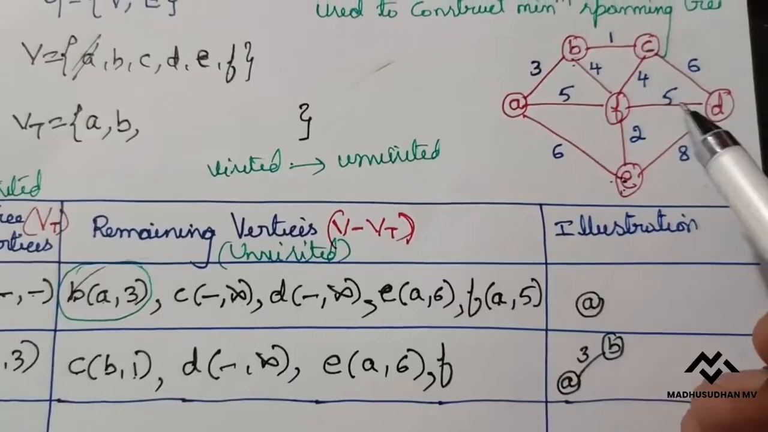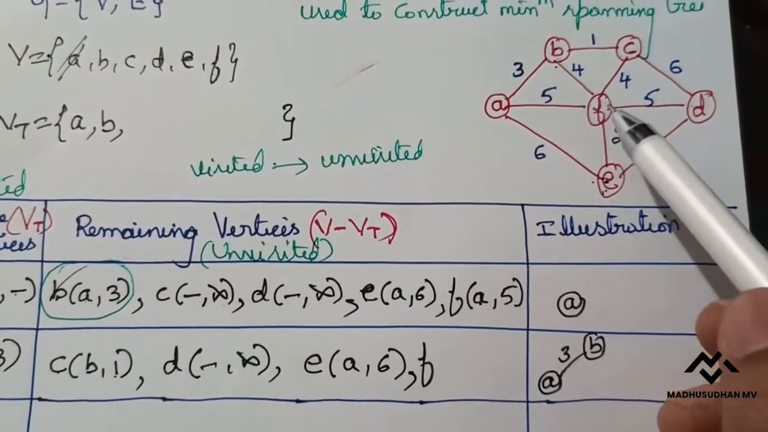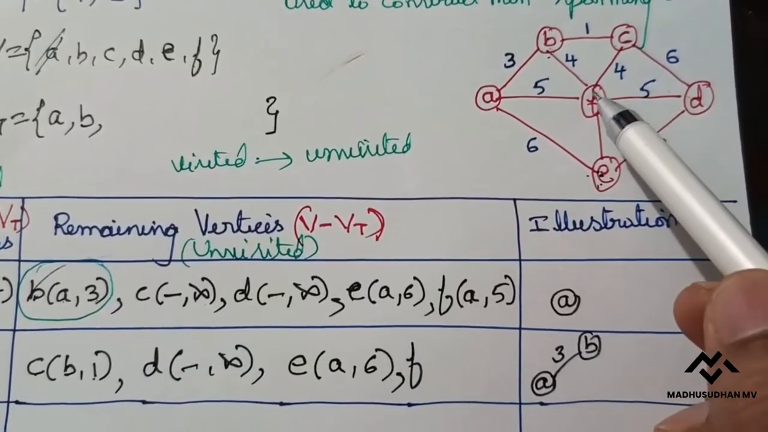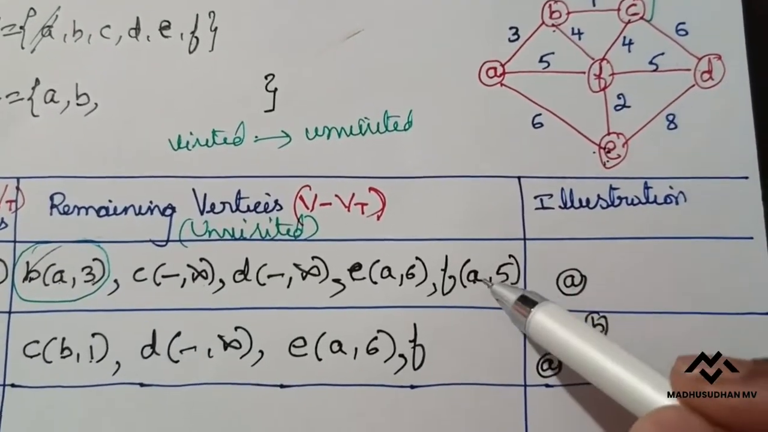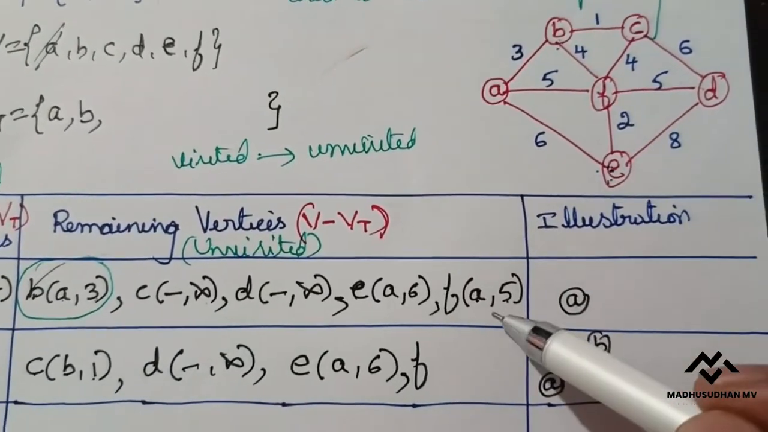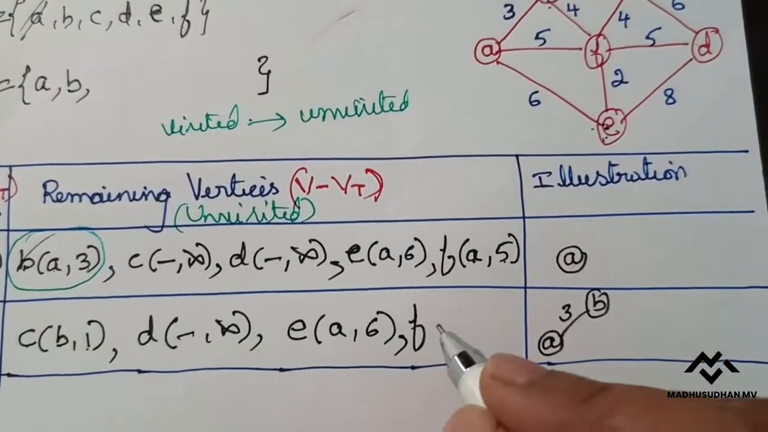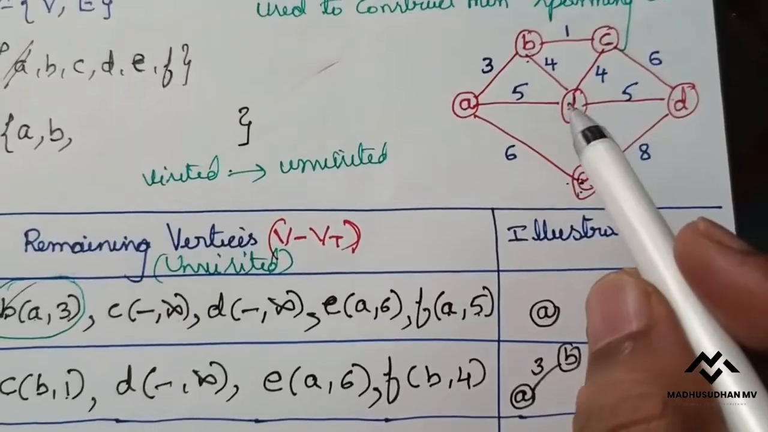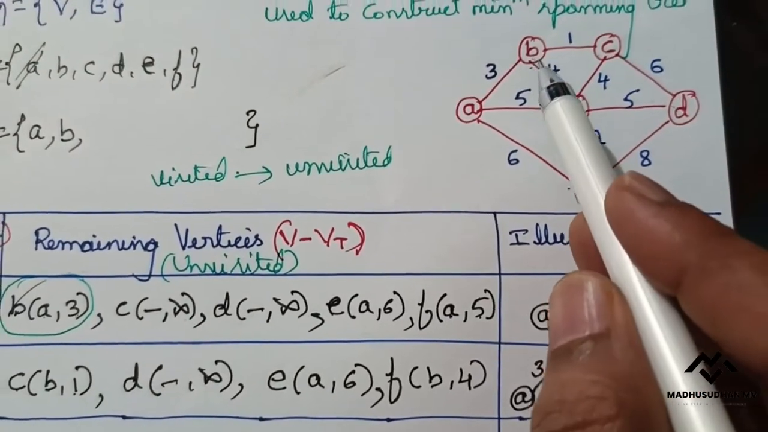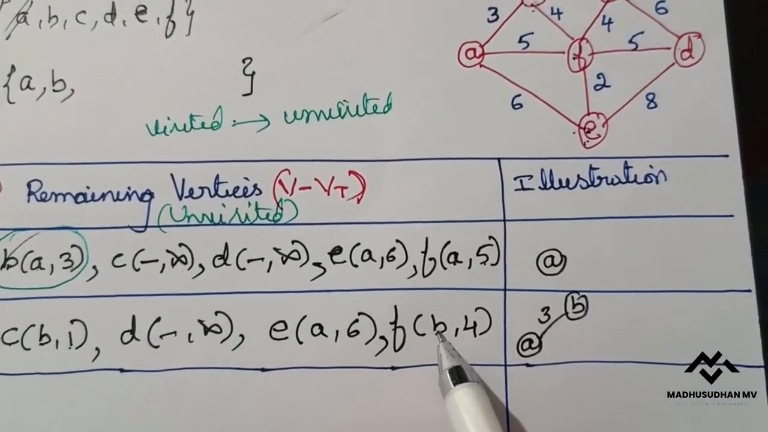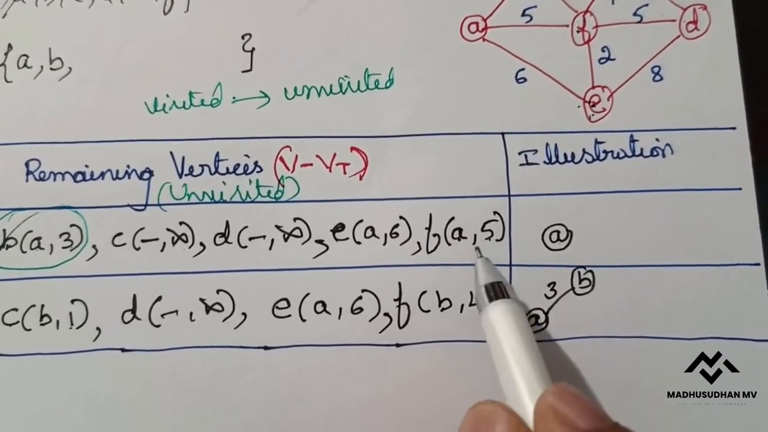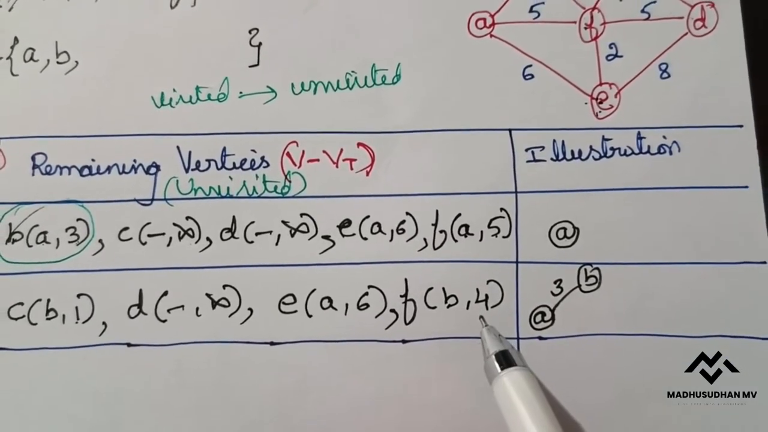Now F. From B, F is directly connected. Yes, B is directly connected to F and the distance is 4. But the previous value is 5. Between 4 and 5, the minimum is 4. So I am writing the new value, that is B comma 4. F is at a distance 4 from B. This is a new value which is lesser than the previous one, so I updated it with the new value.